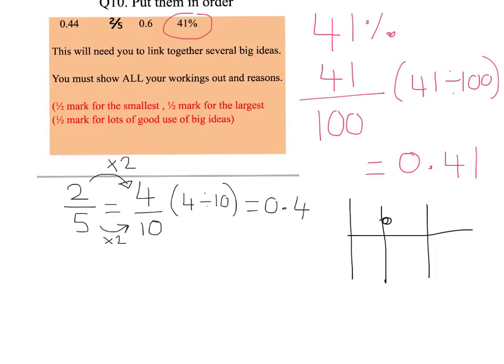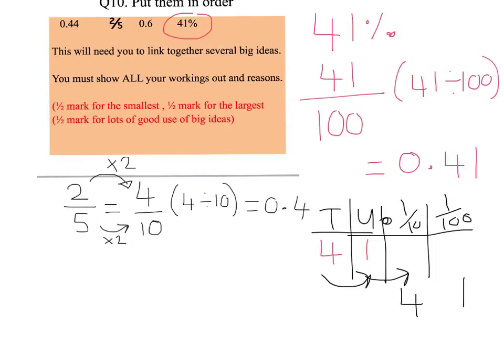Now, if you can't imagine the place value table, you can quickly draw one up. So we've got units, tens, tenths, and hundredths. And if we put the 41 in the table, the 40 is going to go in the tens, so the 4 in the tens and the 1 in the units. So 41, and it's divided by 10, moving it 2 places to the right, 1, 2. So the 4 goes there and the 1 goes there. And remember, the decimal point does not move. And we just put the 0 in the units column as a placeholder.